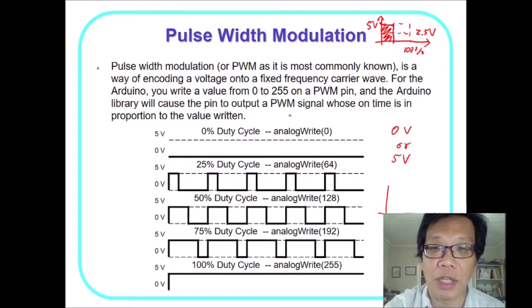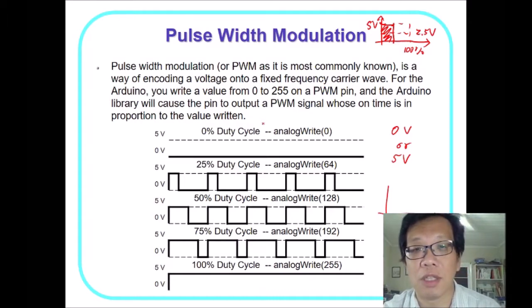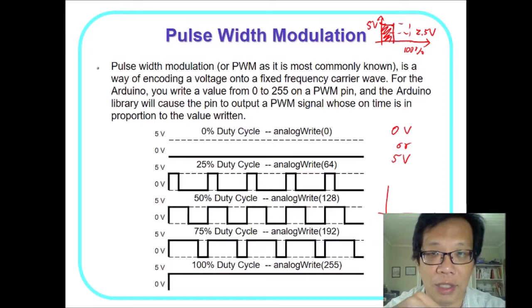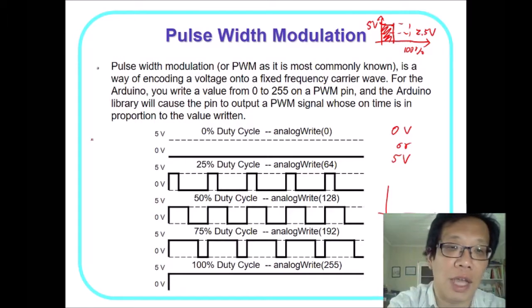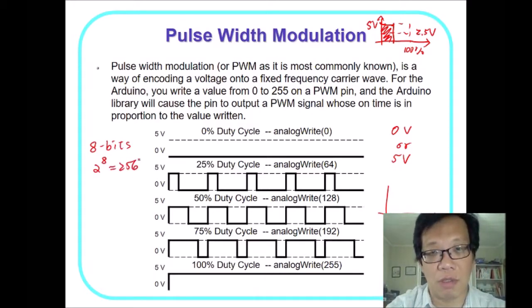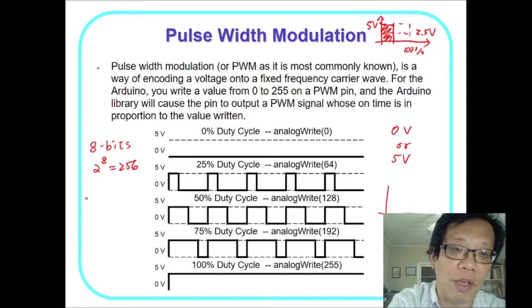So the figure on this page shows that with zero duty cycle, of course, the output is going to be 0 volt. But if we want to generate 25% duty cycle, we use analog write 64. Let me explain this a little bit. The analog output of Arduino is actually 8 bits. When we talk about 8 bits, it's 2 to the power of 8, which is 256. It means that 5 volts corresponds to 256 sections.